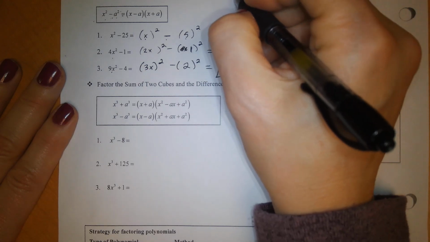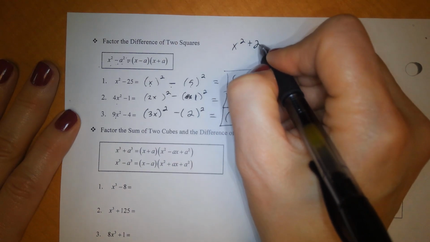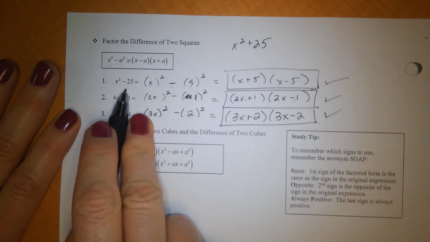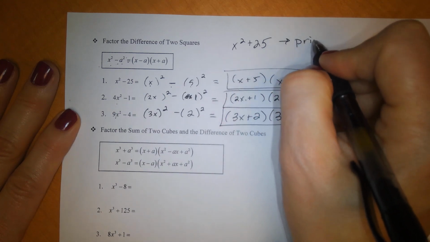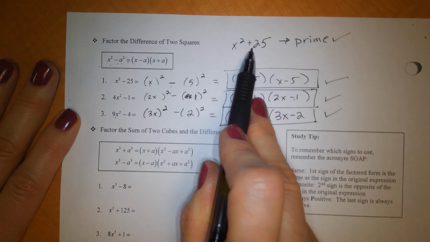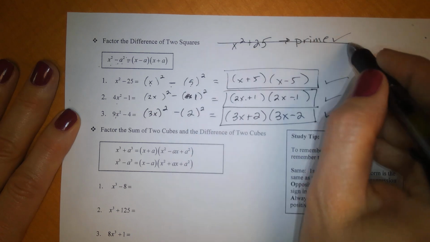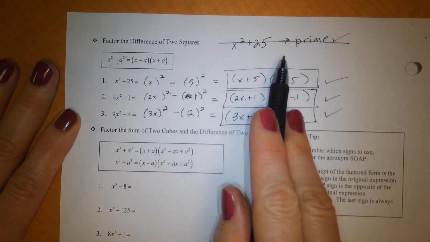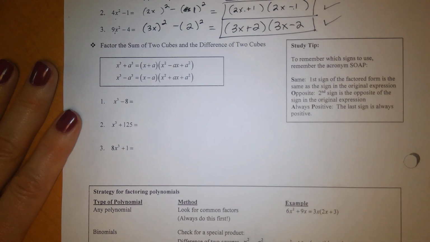So if you had a problem, for example, that was x squared plus 25, so similar to this one, but it was plus 25, that actually would be prime. There is no way to factor the sum of squares. So don't fall for that trick if it's on the test. But the sum and difference of cubes we can factor.